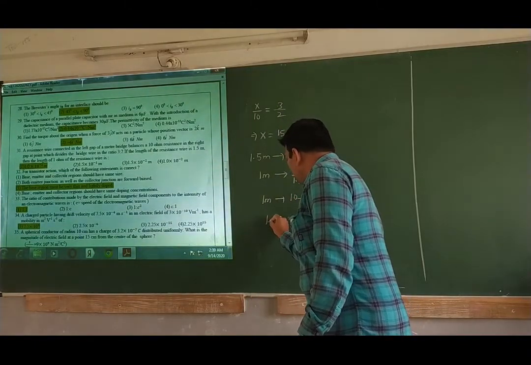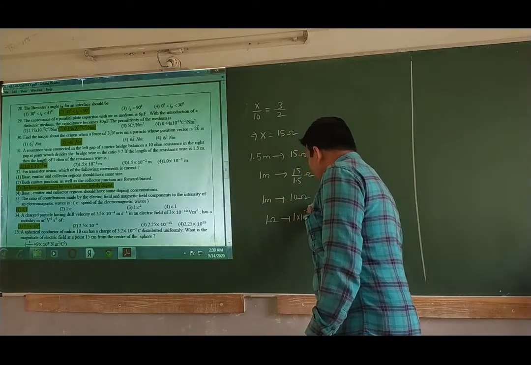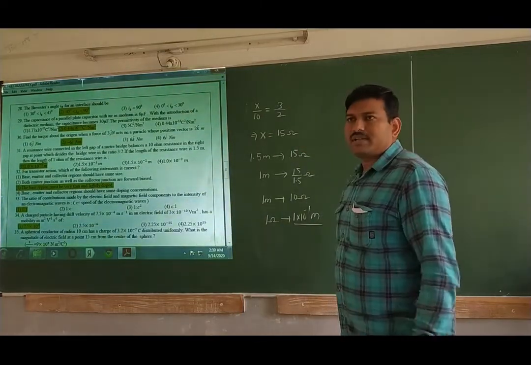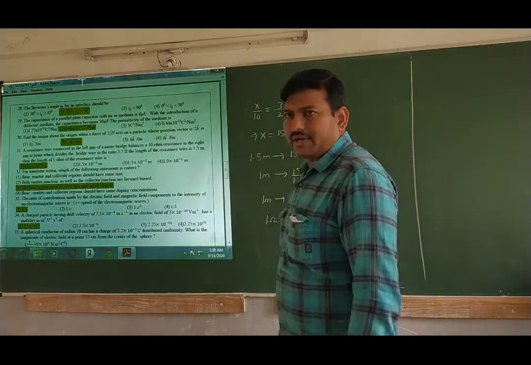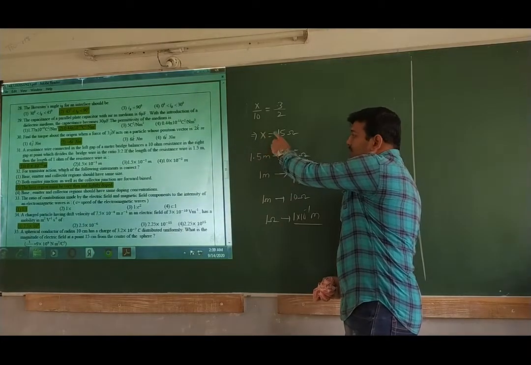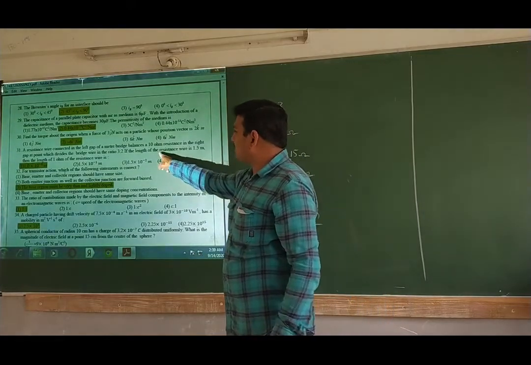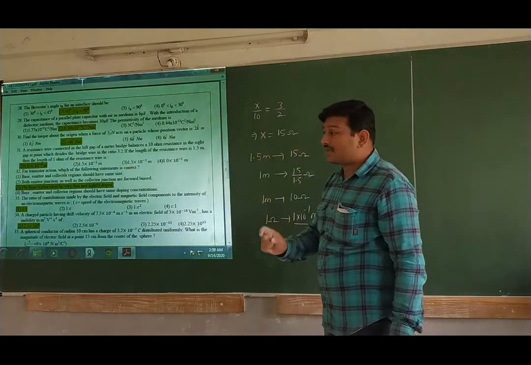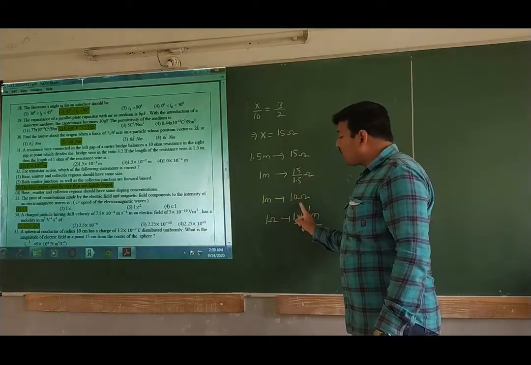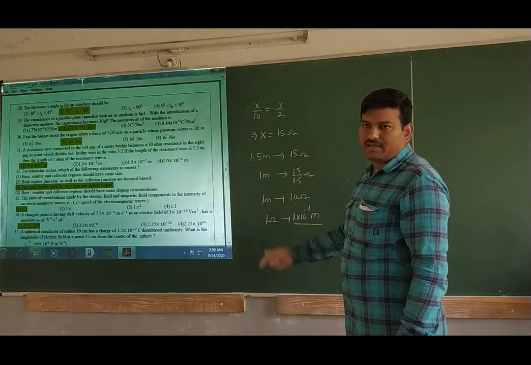Then for 1 ohm, what is the length? For 1 ohm, bring this to this side: 10 power minus 1 meter. Is it clear? So 1.0 into 10 power minus 1 meter will be the right answer. Understood this point clearly? First you calculate the resistance of the unknown wire, which is 15 ohm. The unknown wire length is 1.5 meter, and 1.5 meter length contains 15 ohm. Then 1 meter contains 10 ohm. Then for 1 ohm resistance, the length is 10 power minus 1 meter. Next.